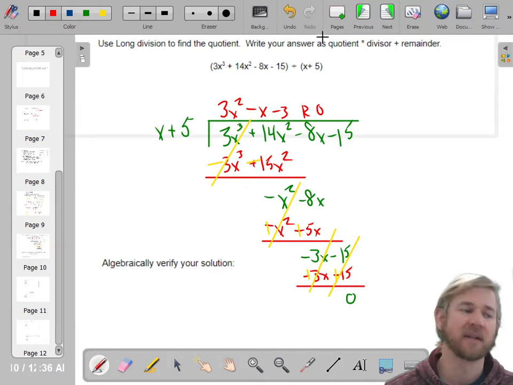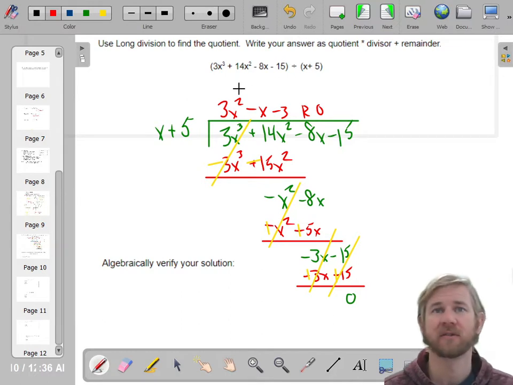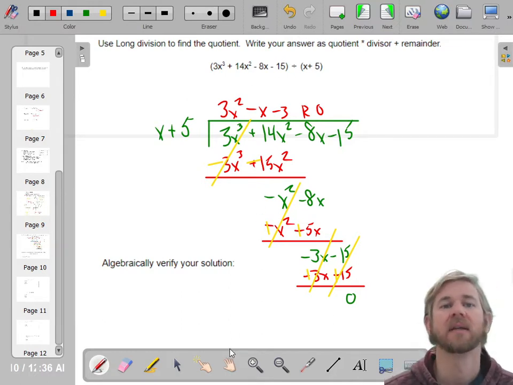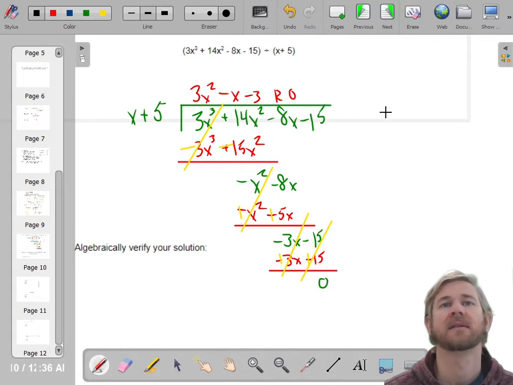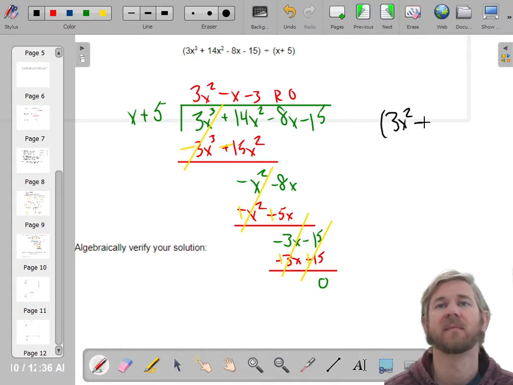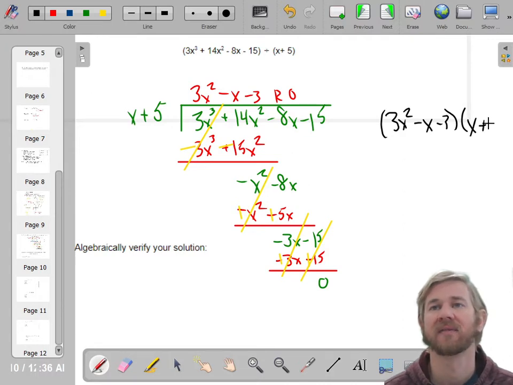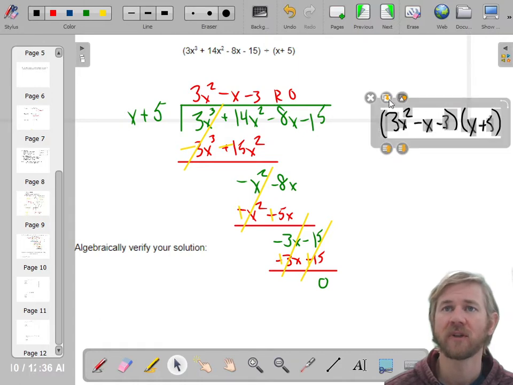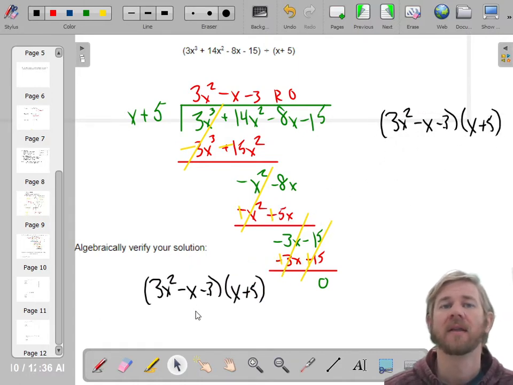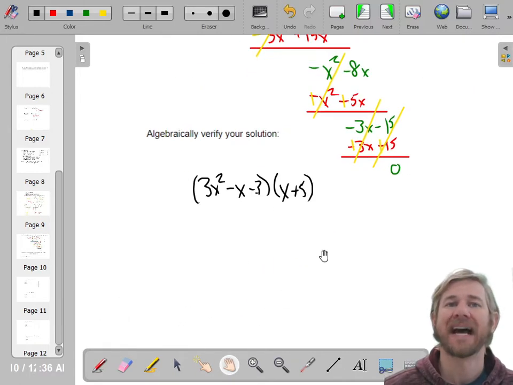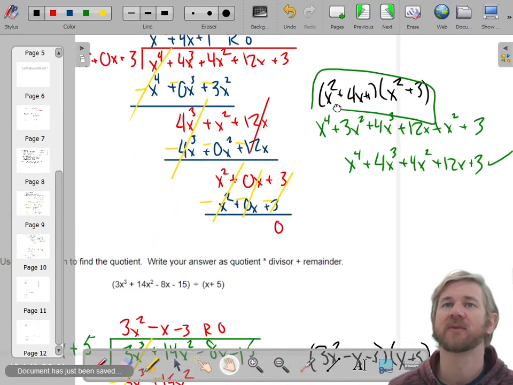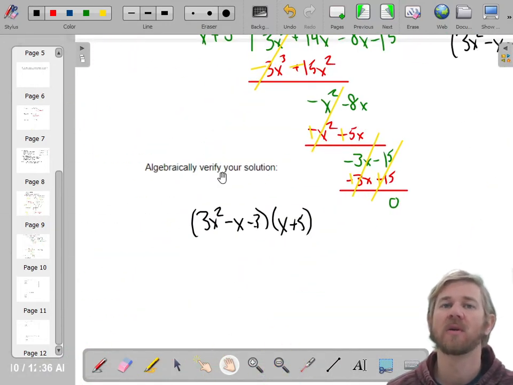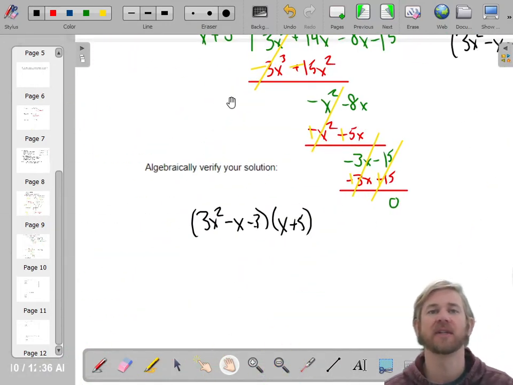Now, it says write your answer as quotient times divisor plus remainder. So the quotient is 3x squared minus x minus 3. The divisor is x plus 5, and there is no remainder, so I don't need to worry about it. So there's my answer. Now, the next thing it tells me to do is algebraically verify my solution. That's what I did up here. If you have the quotient times the divisor plus the remainder, you should get the dividend.